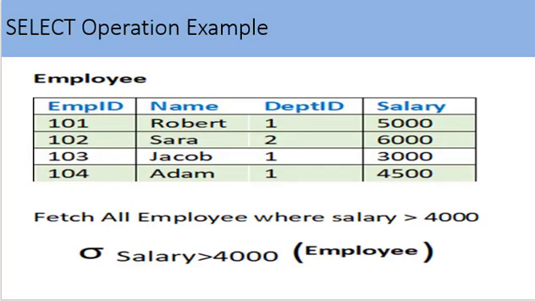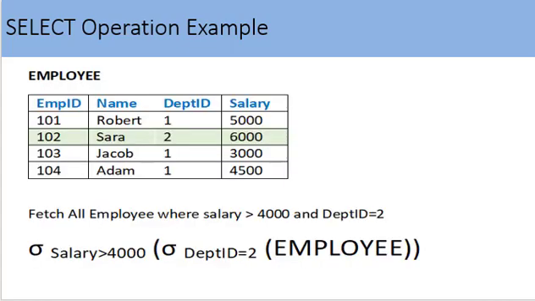Here is employee table, and we need to query all rows where salary is greater than 4,000. It is written as sigma salary greater than 4,000 into employee. This operation will produce output relation in memory with 3 rows for employees which has salary greater than 4,000. Here is another example where 2 conditions are applied.